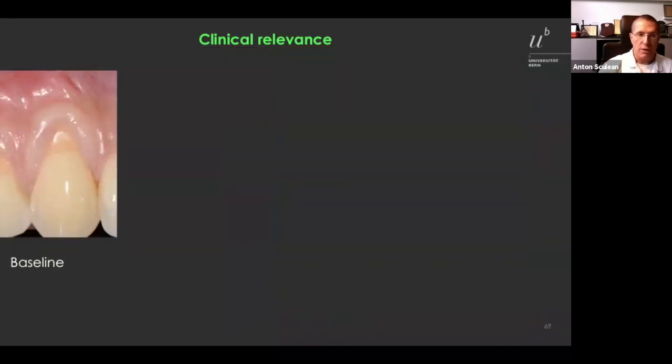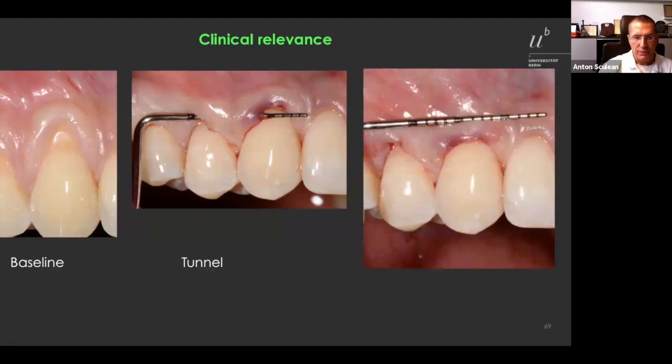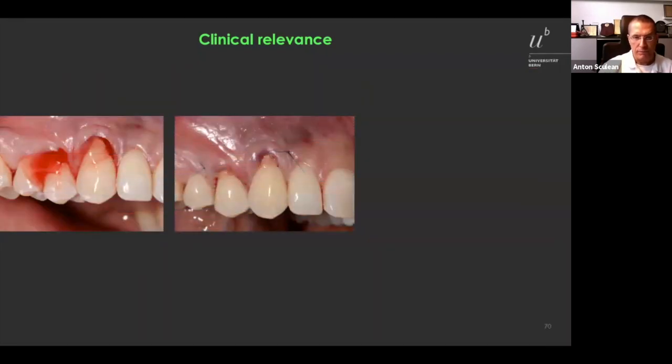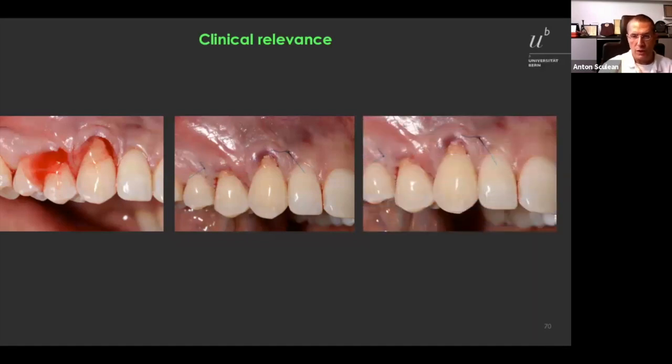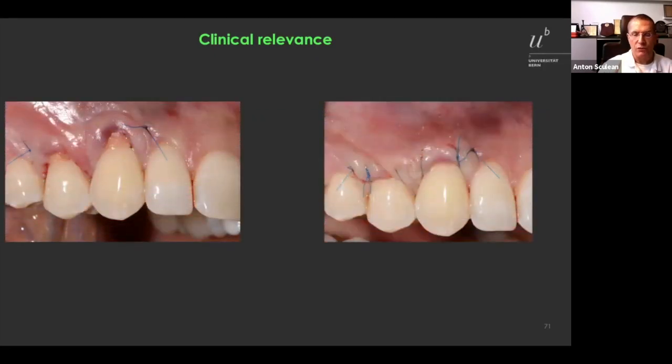And then let me show another case. Here we have recessions located in the maxillary arch. Again, the same technique, mobilizing the tunnel, applying the hyaluronic acid, moving the flap in order to cover the connective tissue graft. And then we have a very nice and tension-free coverage.